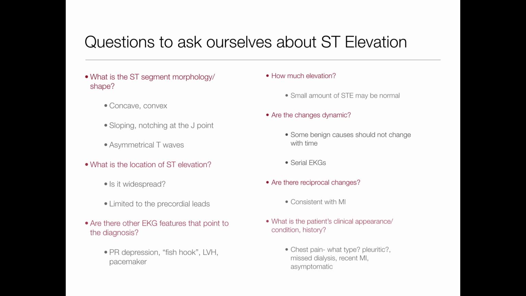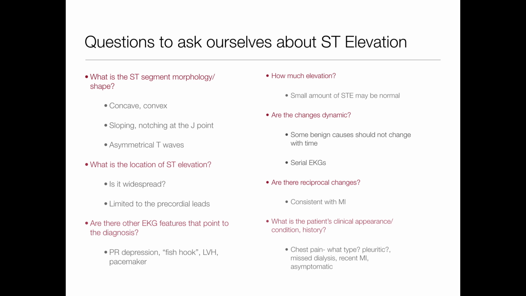And so the other questions we can ask ourselves is, what is the location of the ST elevation? Is it in several leads, or is it just in those precordial leads that we would expect some normal ST elevation? We can also ask ourselves if there's any other EKG features that may point to another diagnosis. So we'll get into left ventricular hypertrophy. If we see that on the EKG, we know that the ST elevation is likely the result of that. How much elevation is present is another good question to ask ourselves in trying to figure out what the cause of the ST elevation is.